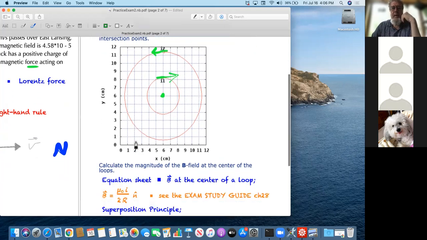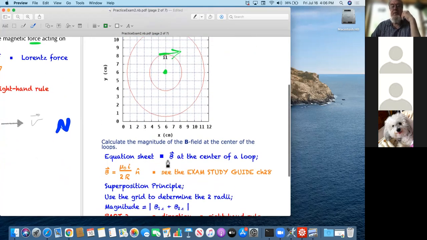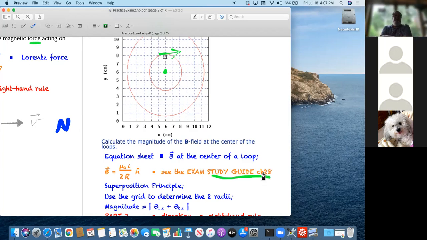Now again, you'll need to know the magnetic field at the center of a circular loop of wire. And that's something that you should have on your equation sheet. It's mu naught I over 2r. R is the radius. N hat is the direction. It's perpendicular to the plane of the circle. And again, you'll find that that equation is in the exam study guide for chapter 28. So if you've written it down after looking at chapter 28, you'll have it available.